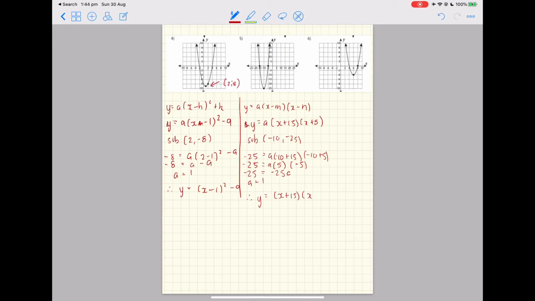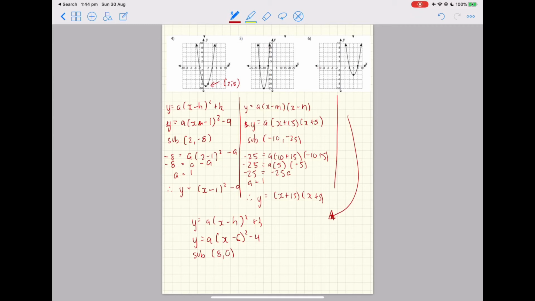15)(x plus 5). And for the very last one, I'm probably going to show my working out down over here. So in this case, they give us the turning point and one of the x-intercepts. So therefore, it makes sense for me to use the turning point form. So y is equal to a(x minus h) whole squared plus k. Substitute the turning point in, so it's going to be y is equal to a(x minus 6) whole squared minus 4. Substitute the other coordinate that's been given to you, which is (8, 0).